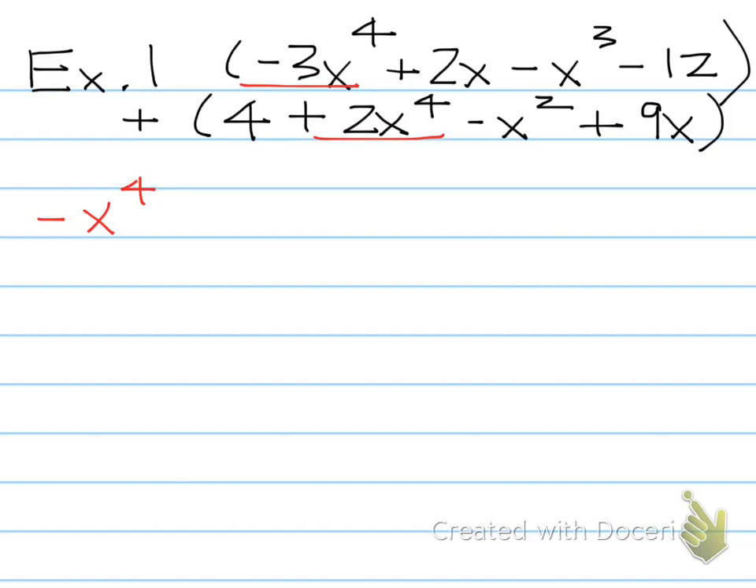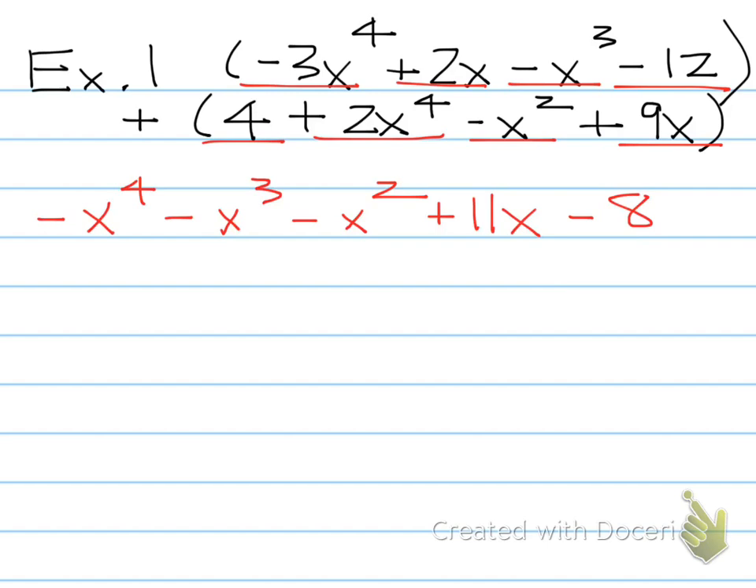And then the next smallest exponent is a power of 3. I only have one term with the power of 3, so I'm just going to add that to my polynomial. Next would be a power of 2. I only have one term with a power of 2, so I add that to my polynomial. Next is a power of 1. I've got two terms with a power of 1, 2x and 9x. 2x plus 9x is 11x. And then lastly is the constants, negative 12 and 4. Negative 12 plus 4 is negative 8.